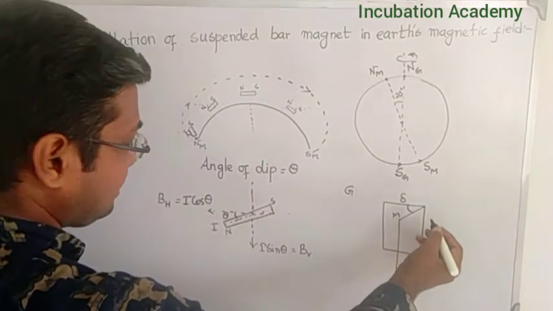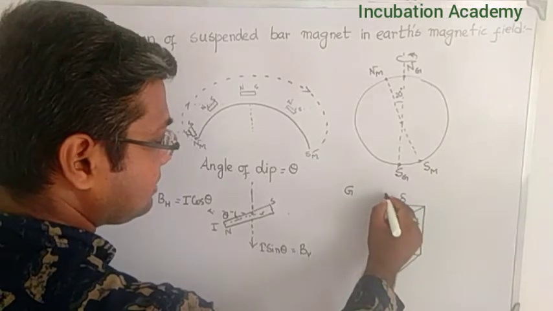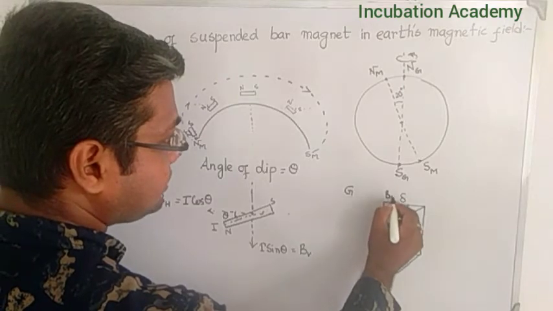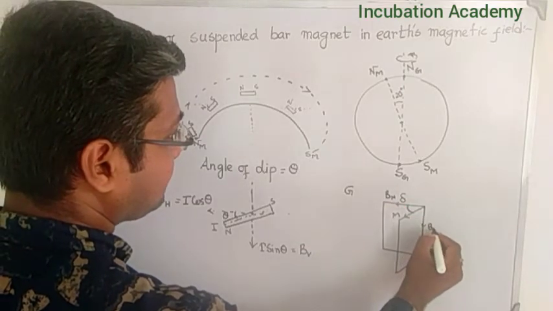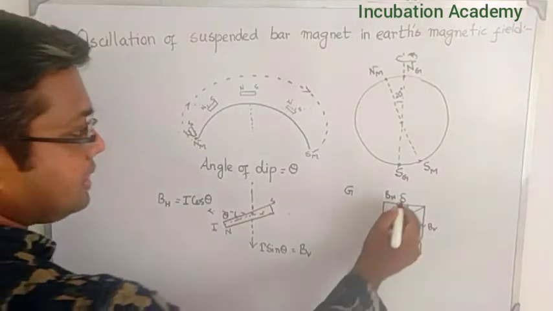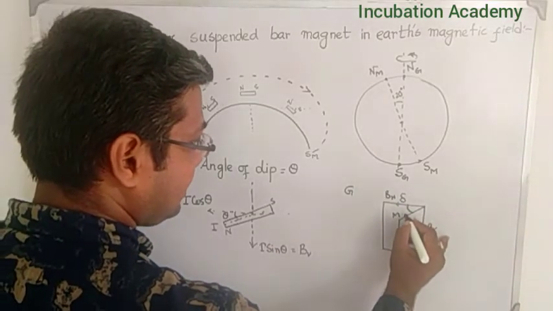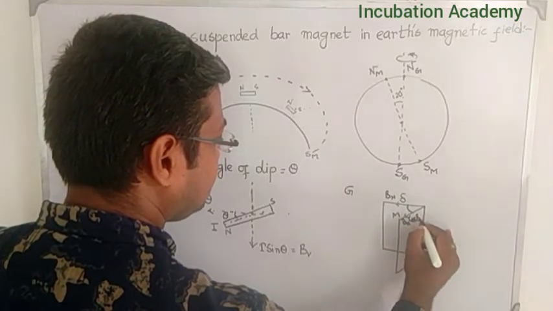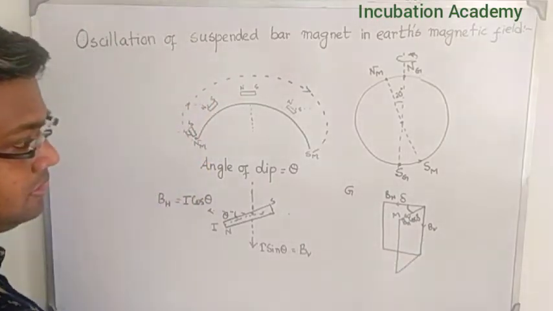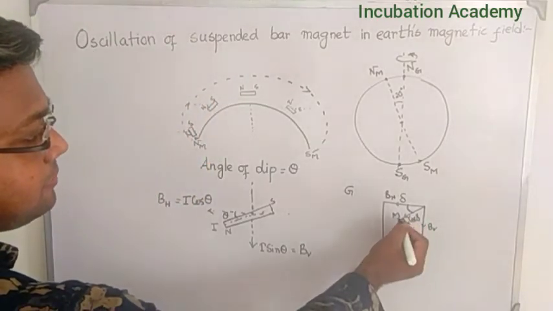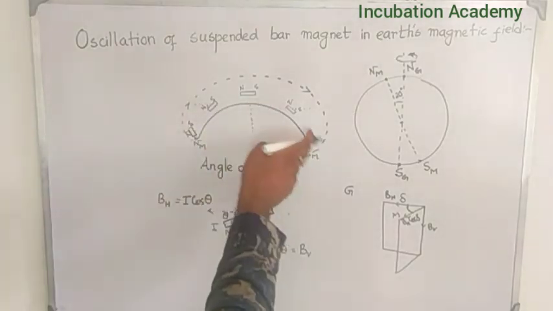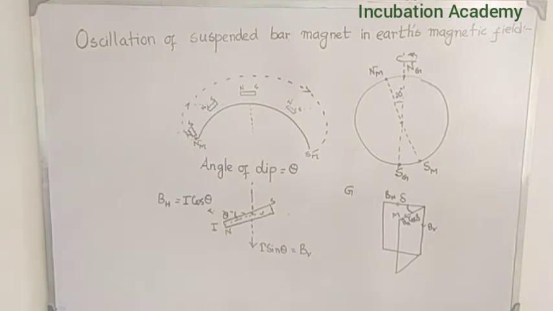So what will happen if you say this is the BH and this is the BV, then what will happen? It will also be in that direction inclined by an angle, that is BH cos delta. So we can say this magnetic field is experienced by the magnet when it is placed anywhere on the surface of the earth.